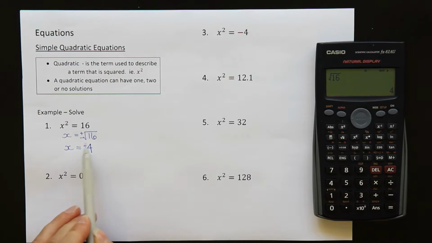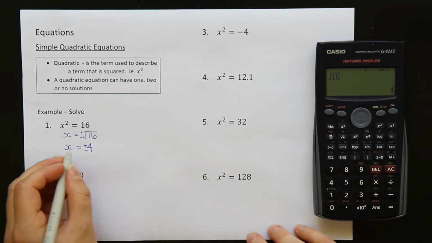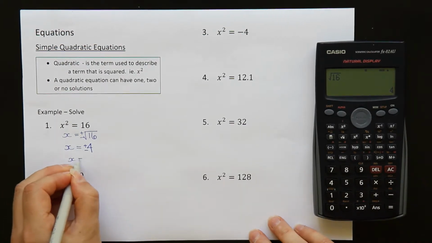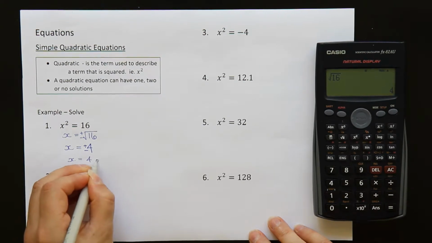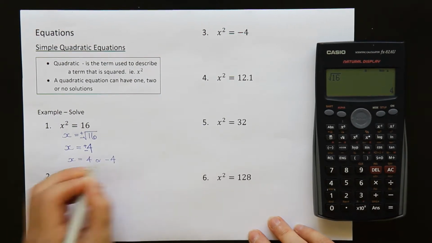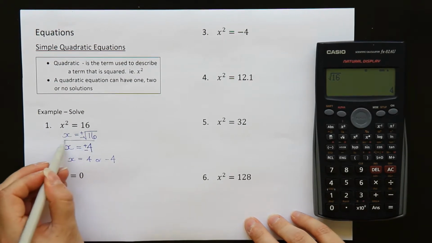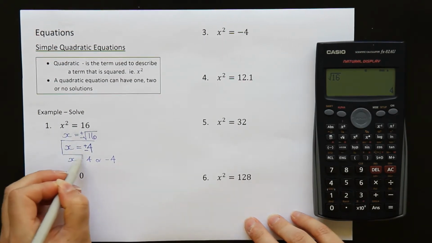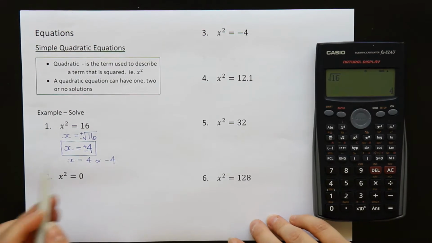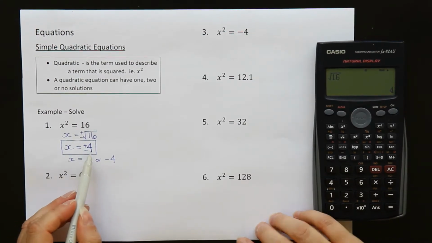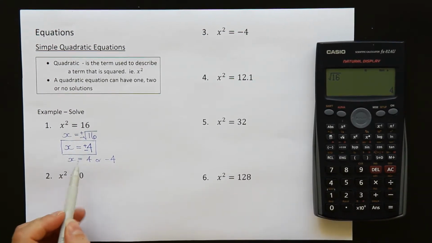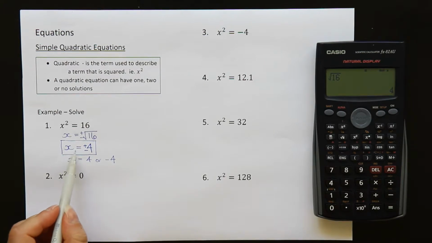If you don't like writing it like this, it could also be written as x is equal to 4 or minus 4. But it's a longer way of writing it, so hopefully you will adjust to being able to write it like this. X is equal to a plus or minus 4. So that's actually 2 solutions to that equation.